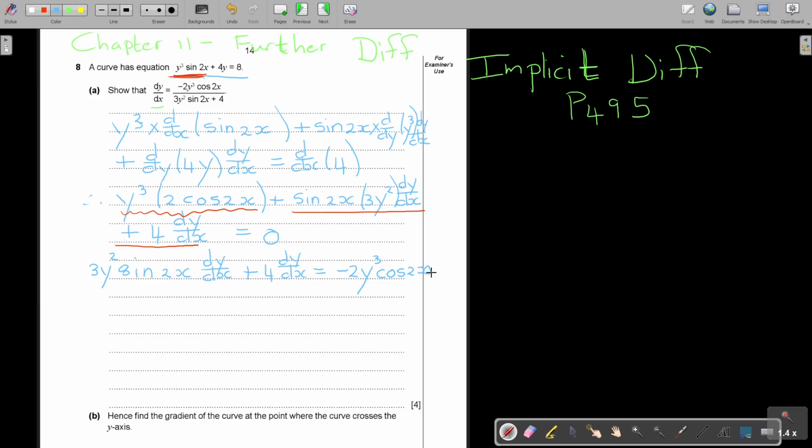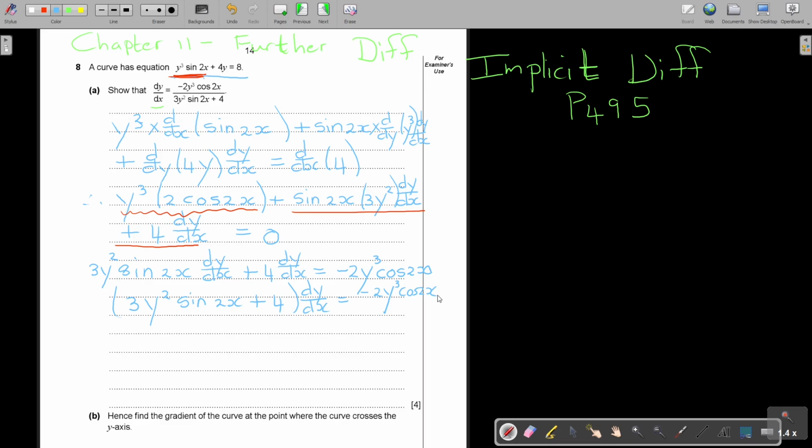So basically, I'm taking out now dy over dx. If I'm taking it out, it will be 3y squared sin 2x plus 4, and it's dy over dx. And that is equal to negative 2y to the power 3 cos 2x.